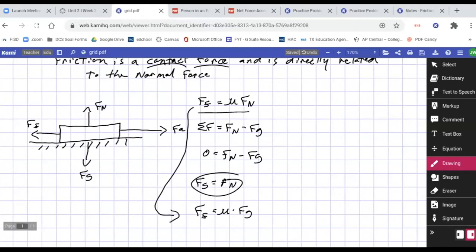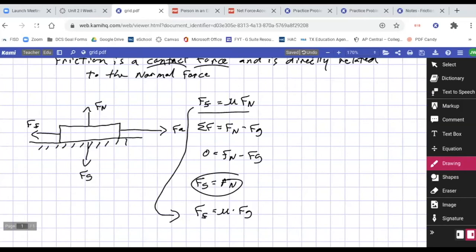Based on force of gravity and force normal being equal to each other, I could say that the force of friction is mu times the force of gravity. Only when they're equal, only when there's no acceleration in the vertical for this instance. Okay, so we've got that.